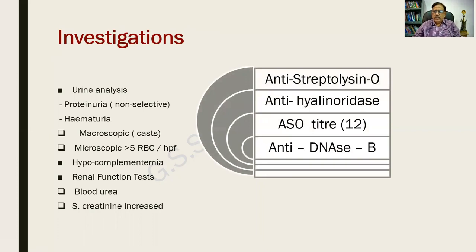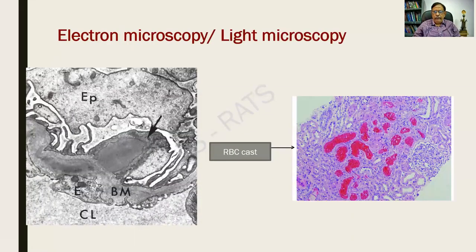And then what are the specific investigations? Anti-streptolysin O. So this particular antibody titer we should see. Similarly, there will be anti-hyaluronidase. The ASO titer is more than 200. And similarly, there can be another substance called anti-DNase B. So these are all specific for the post-streptococcal glomerulonephritis, and these are the general investigations which should be done. Please remember this, it will fetch you marks and it is important.